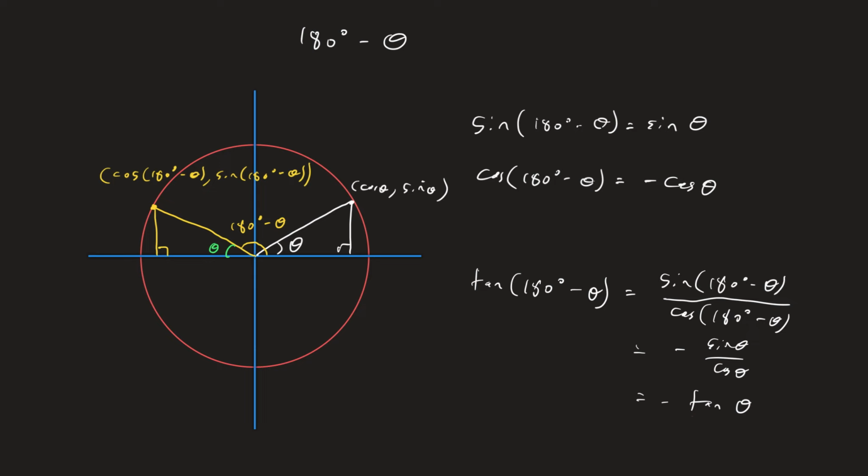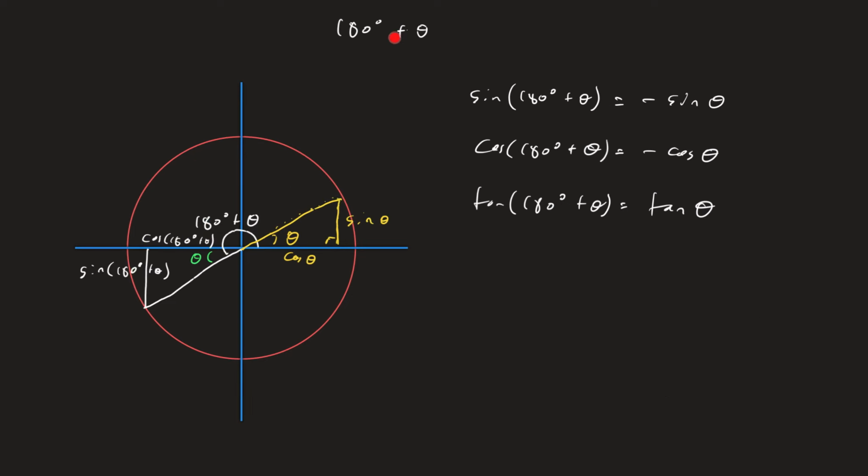Finally, if you're wondering why these two triangles are just the mirror image of each other, it's because if this is 180 degrees minus theta and a straight line, an angle about a straight line is 180 degrees, that means this angle in here has to be theta. So I've got a triangle here with angle theta and a triangle here with angle theta, and they're both right angles and their hypotenuse is both 1, therefore they're the same triangle just flipped around.